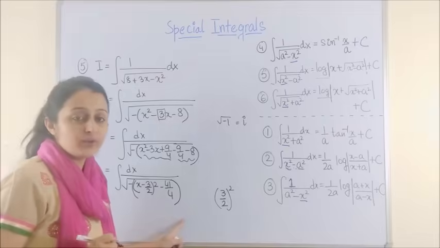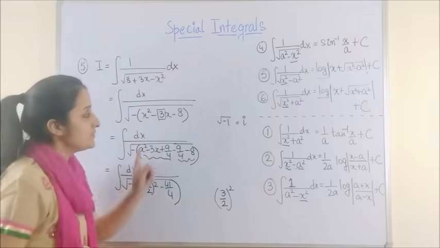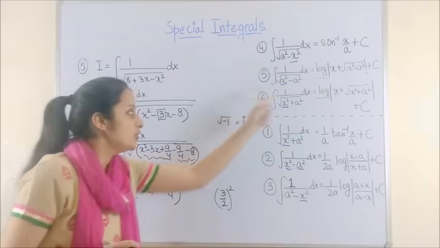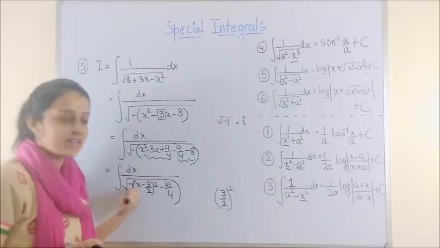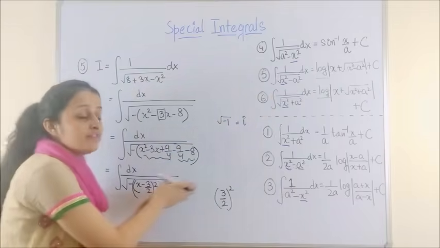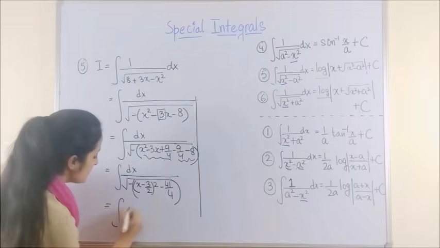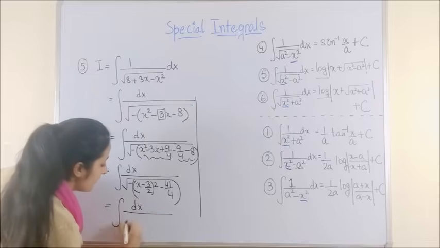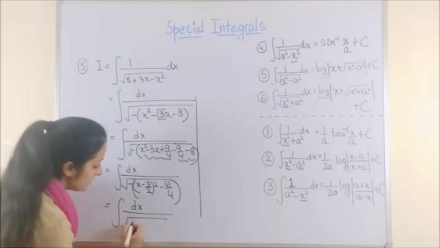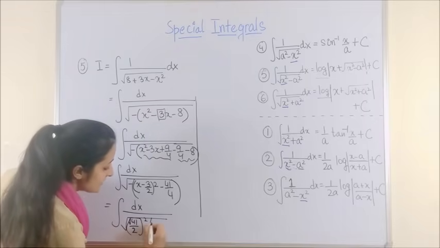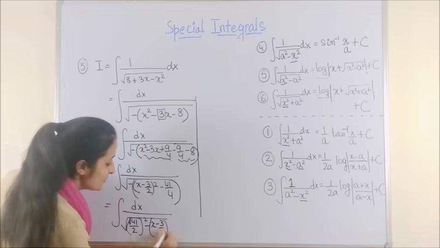Now before we do anything, we need to realize we have the formula for 1 upon under root x square minus a square, not when there is a minus sign. Now for our convenience, we multiply inside with the minus sign. So this gives us dx upon under root of, we multiply the minus sign, this gives us root 41 by 2 whole square minus x minus 3 by 2 whole square.